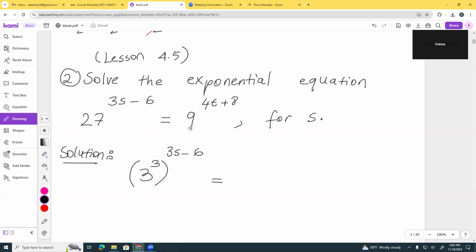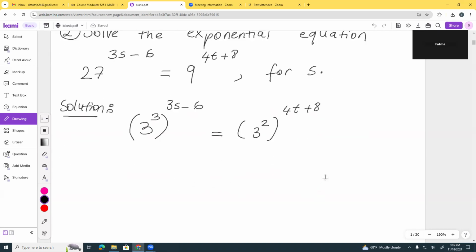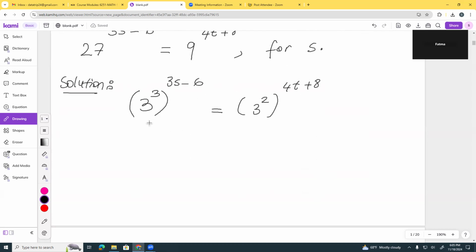Instead of 9, what am I supposed to write? 3 squared is still a 9. And 9 gets a power of 40 plus 8. So we're trying to get them in common bases so we can set the powers equal to each other. That's the whole point here. Okay, so the first step was changing the 27 as 3 cubed and changing the 9 as 3 squared, and we kept everything else the same.